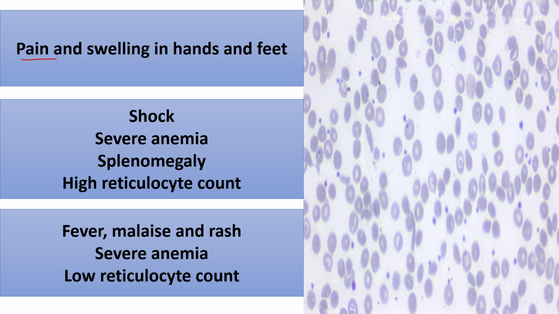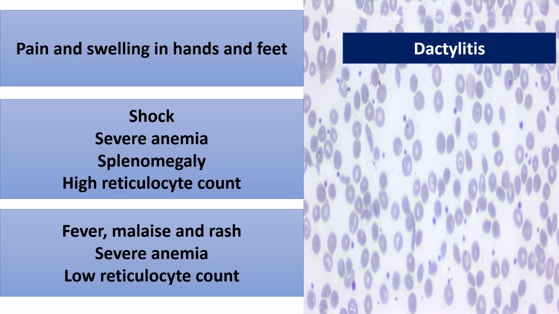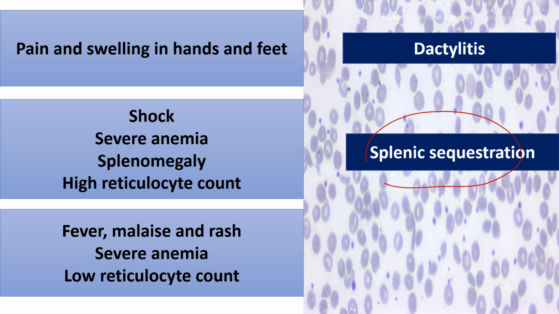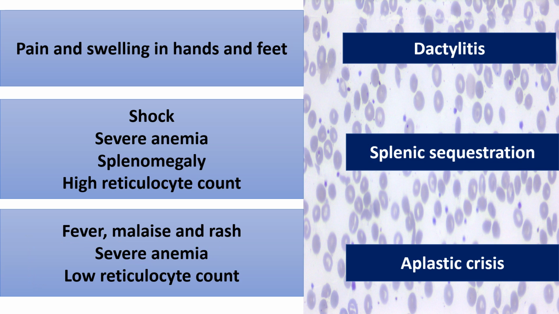If you have a child with pain and swelling in hands and feet, dactylitis. If you have a child with history of sickle cell anemia presenting with shock, severe anemia, splenomegaly, and high reticulocyte count, what is the most likely diagnosis? Splenic sequestration. If you have a child with history of sickle cell anemia presenting with fever, malaise, and rash, severe anemia, and low reticulocyte count, what is the most likely diagnosis? Aplastic crisis. The difference between aplastic crisis and splenic sequestration: in case of sequestration, the retic count is elevated. In case of aplastic crisis, the retic count is low.